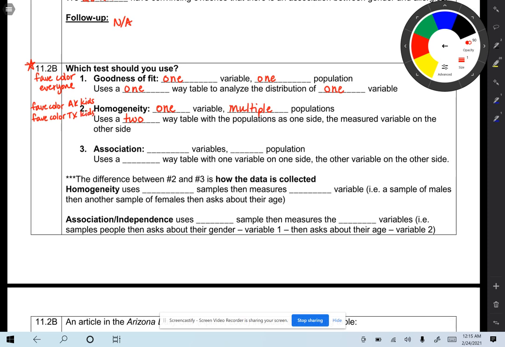Okay, and then for the chi-square test for association, that would be two variables, one population. Okay. So one sample basically. And this uses a two-way table as well, with one variable on one side, the other variable on the other side. So this could be just asking one population, what state are you from and what's your favorite color?